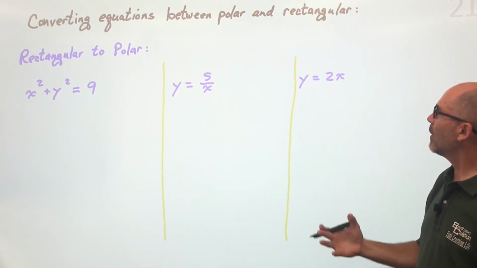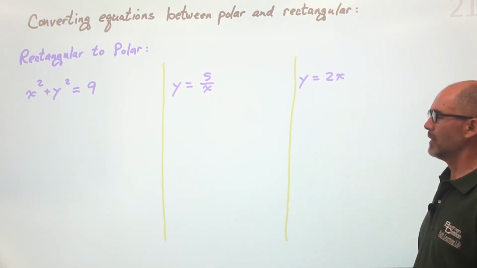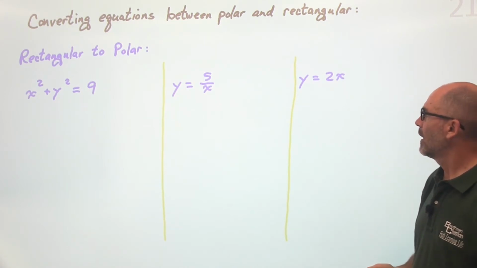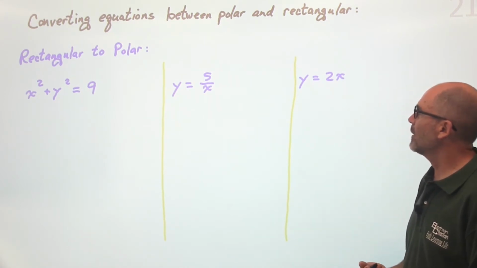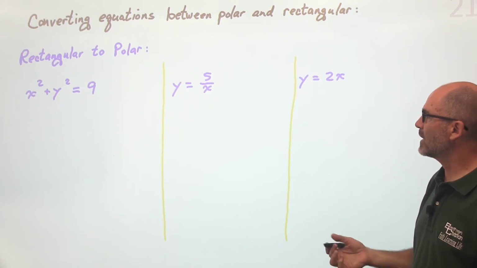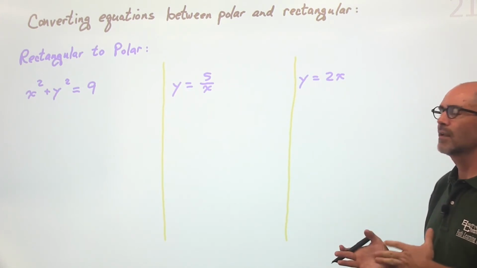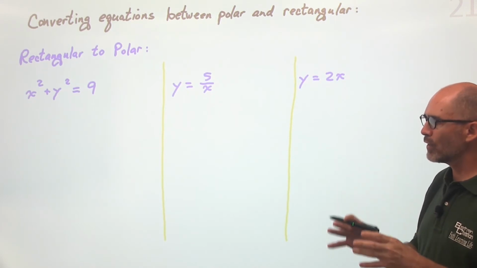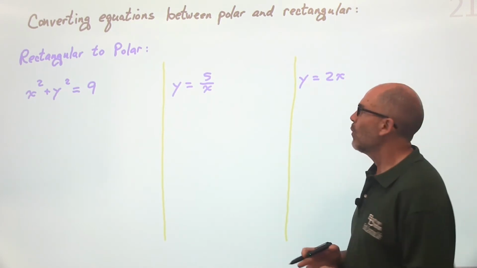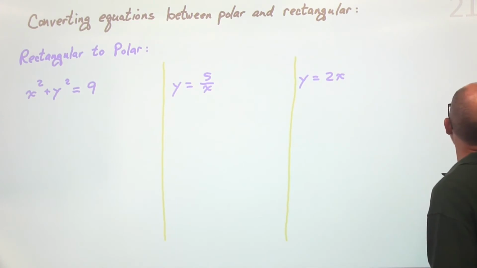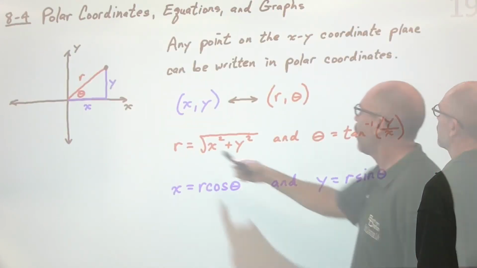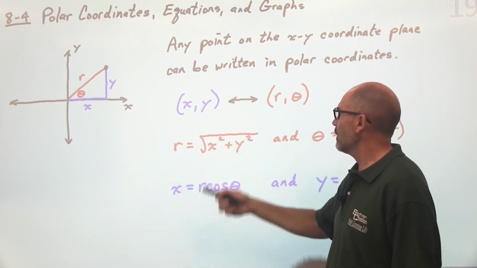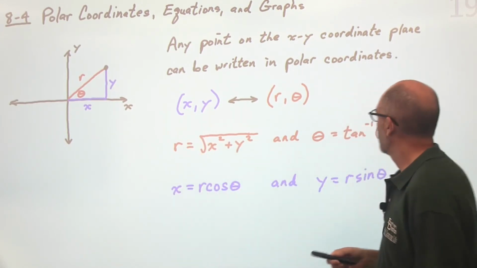All right, now, we have just been converting coordinates from rectangular to polar and polar to rectangular. Now let's convert equations between polar and rectangular. So, x squared plus y squared equals 9. That's rectangular because it has x's and y's. So we want to change this into something with r's and thetas. Well, if you go back to the translations, r is the square root of x squared plus y squared. That means r squared equals x squared plus y squared.